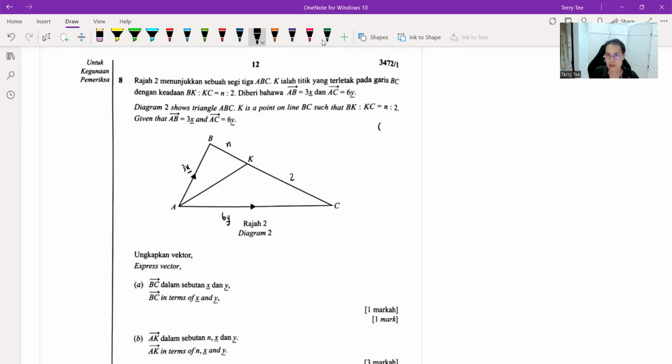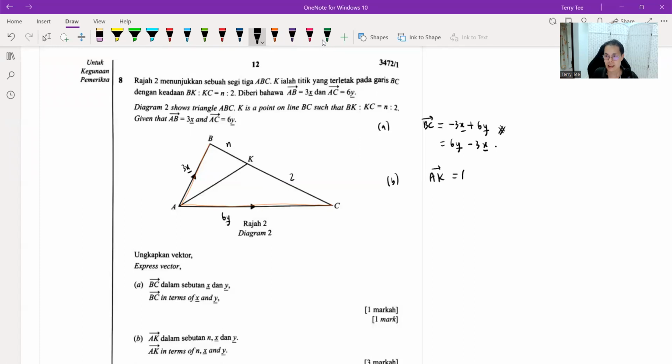Number one, how do you find BC? If you look at the diagram here, I need to go from B to A to C. So if I'm going from B to A, it's negative 3x. If I'm going from A to C, it's positive 6y. You can actually stop here. You can put 6y in front, minus 3x at the back. That's it. The second one, how about AK? Well, I want to find AK. I can go from A to B. I'll show you the slow way, then I'll show you a fast way after this.